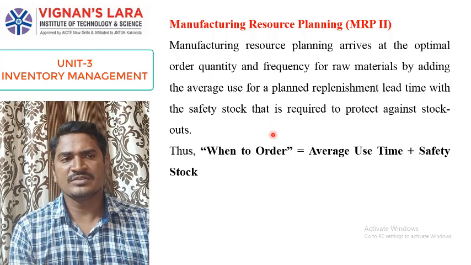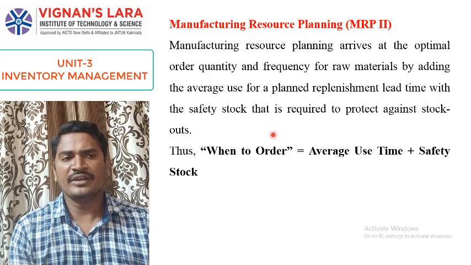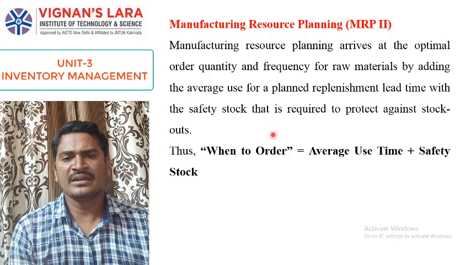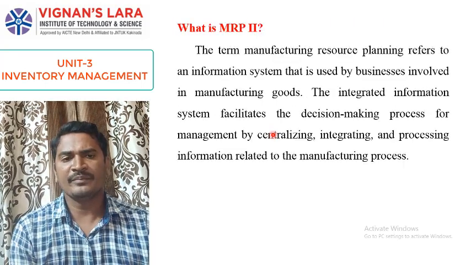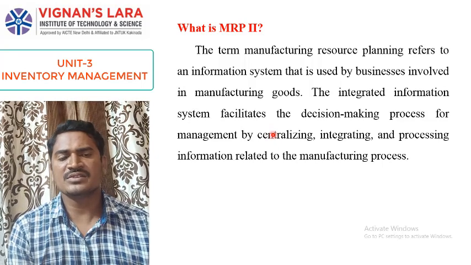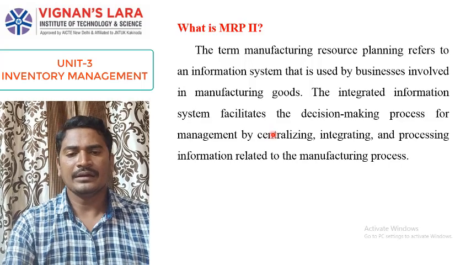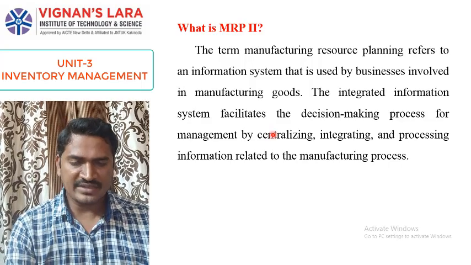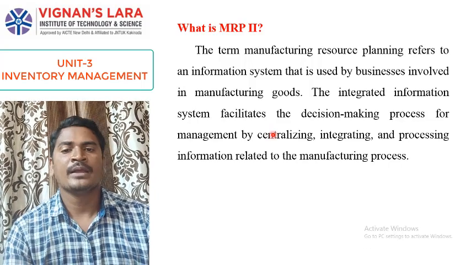The manufacturing resource planning arrives at the optimal order quantity and frequency for raw materials by adding the average use for a planned replenishment lead time with the safety stock that is required to protect against stockouts. Next, coming to the definition of manufacturing resource planning, that is, what is manufacturing resource planning?